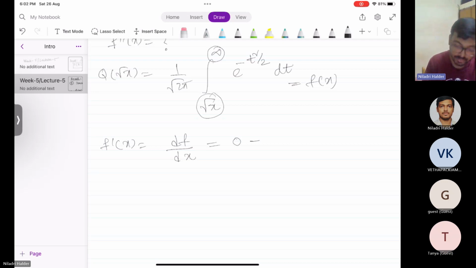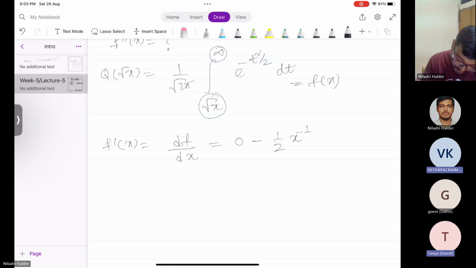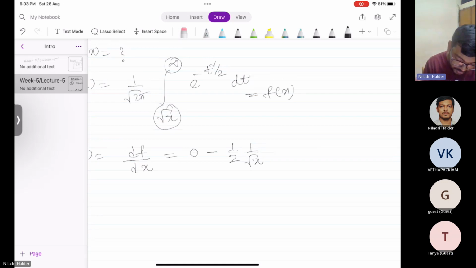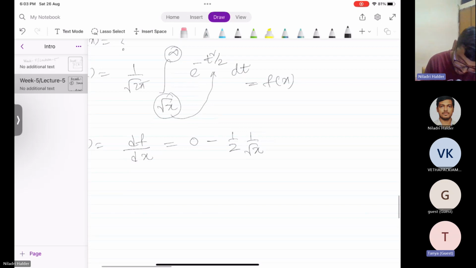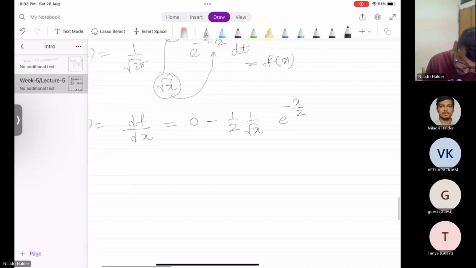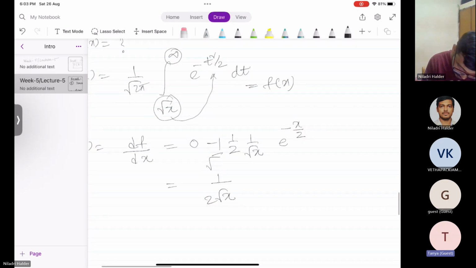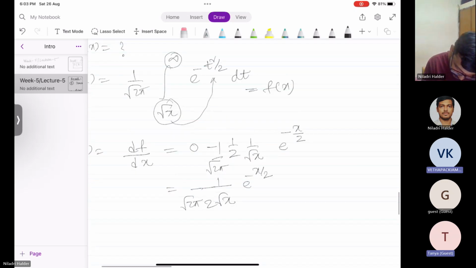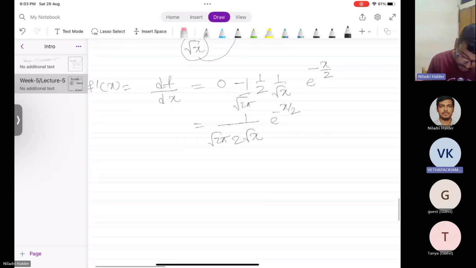That is x power half, that means half x power minus half, minus half. Okay, that means 1 by root x. And then we will put this lower limit root x here. So then e power minus x by 2. Then 1 by root 2 pi was there earlier. So this is the first derivative.